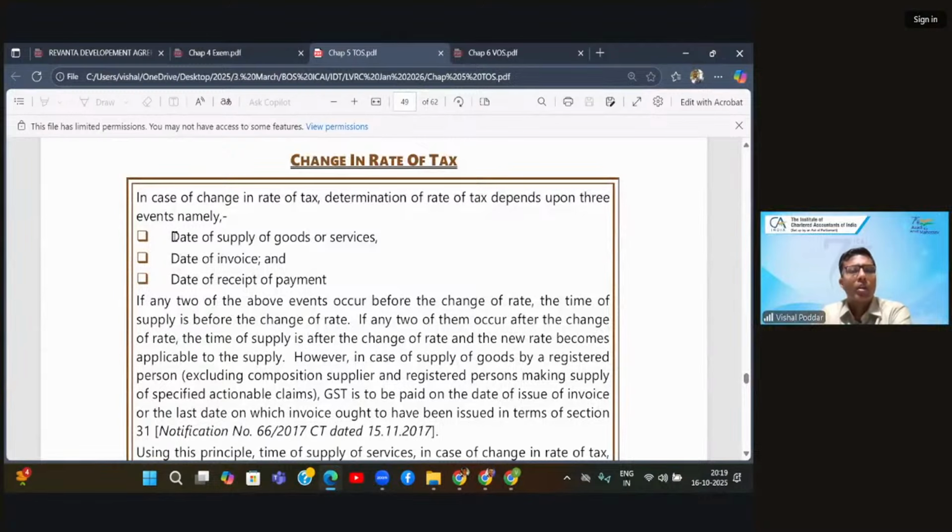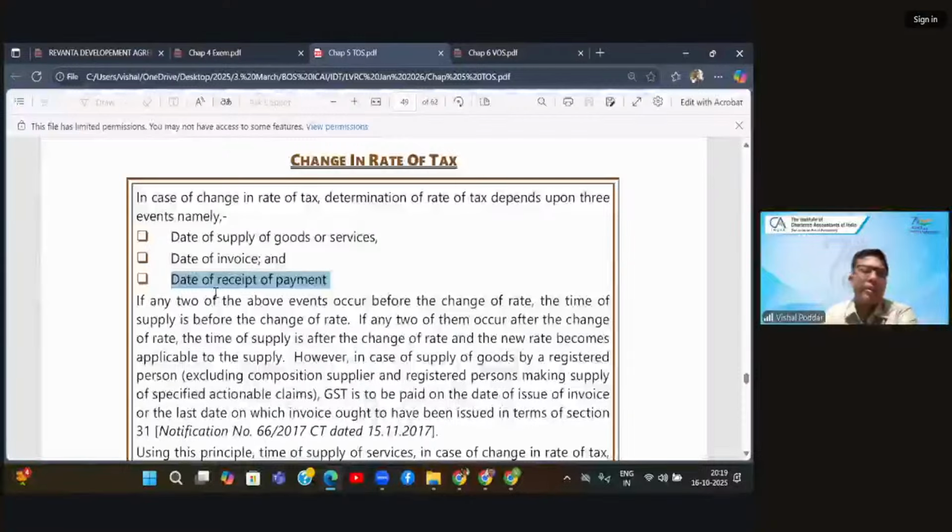So what are the three transactions? The date on which the actual supplies happen, then the date of invoice, and the date of receipt of payment. Out of these three dates, if any two dates are happening before 22nd of September, pay tax at old rate. If any two dates are happening after 21st of September, that is from 22nd September onwards, pay the tax at new rate.